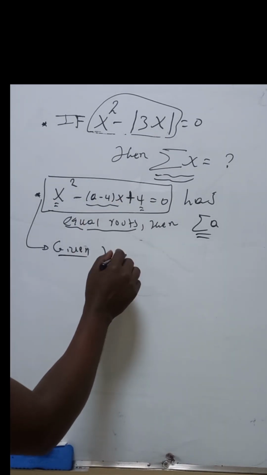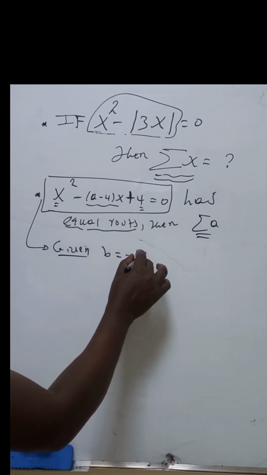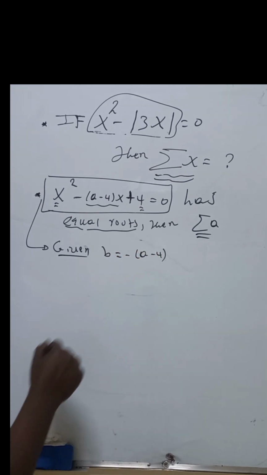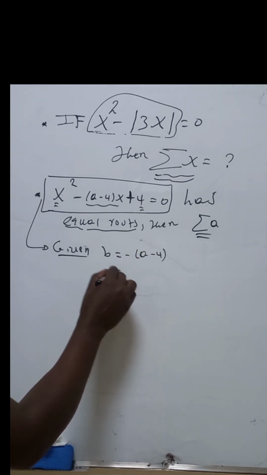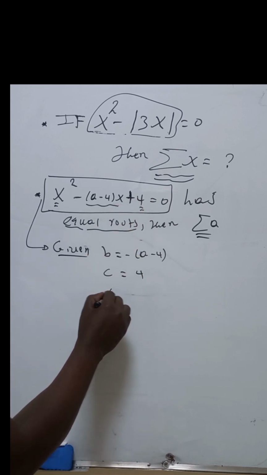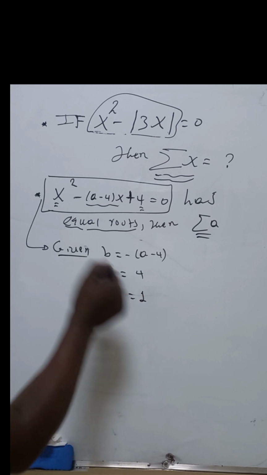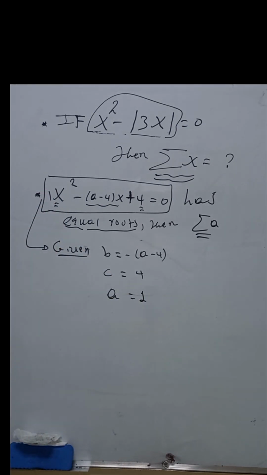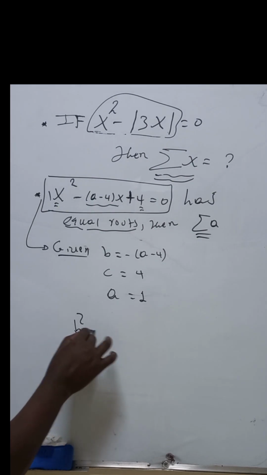So b is given by minus of a minus 4. And c means what? C will be the constant term in the given quadratic, and a is the coefficient of the leading term. You know the coefficient of the leading term is 1. So let's calculate what b squared minus 4ac is.